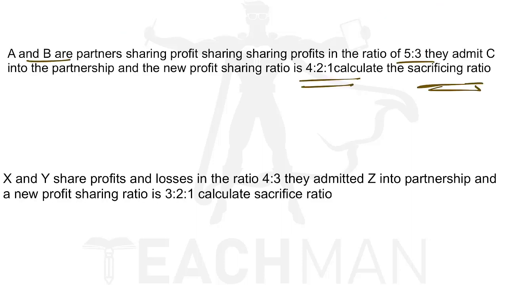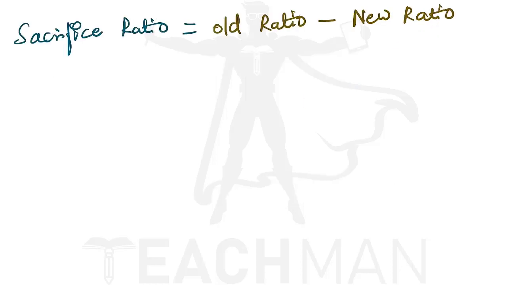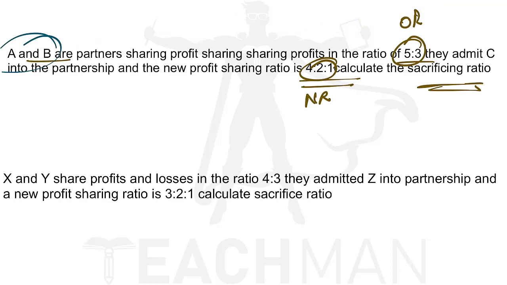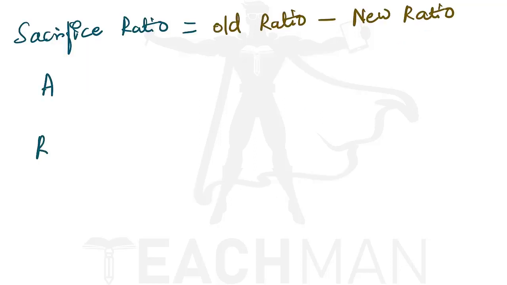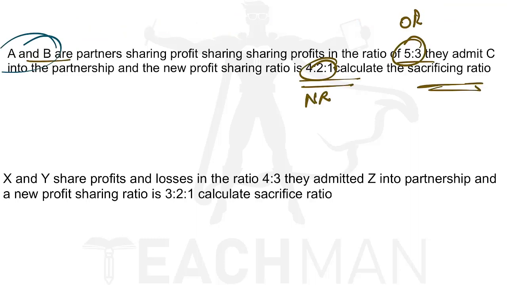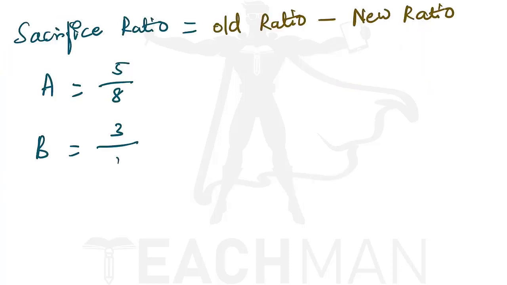Now what is our old ratio here? It is 5:3 and the new ratio is 4:2:1. Now sacrifice is done by the old partners, not by the new partner. So we will consider only the old partners. Here our old partners are A and B. So first take their old ratio. Their old ratio is 5:3, that is 5/8 for A and 3/8 for B. Then minus the new ratio.